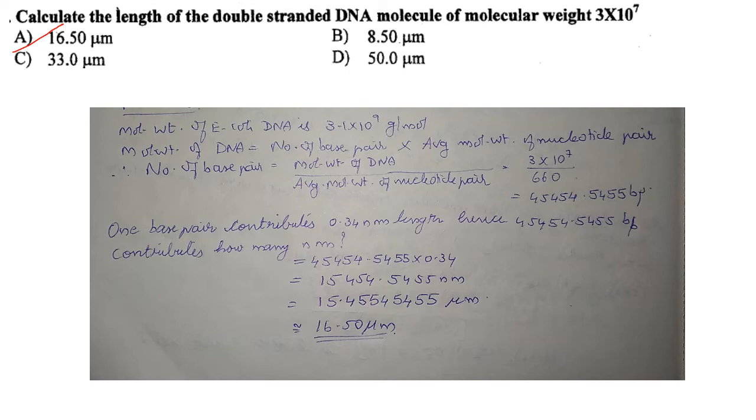45454.5455 base pair. Now one base pair contributes to 0.34 nanometer length. Hence this much base pair will contribute to how much nanometers? That will contribute to 15,454.5455 nanometers. That will be equal to 15.45 micrometers. I have converted into micrometers because in the question it is with micrometers. So approximately I can say that this answer nears the value approximate to 16.50 micrometers. So the answer is, as per me, option A.